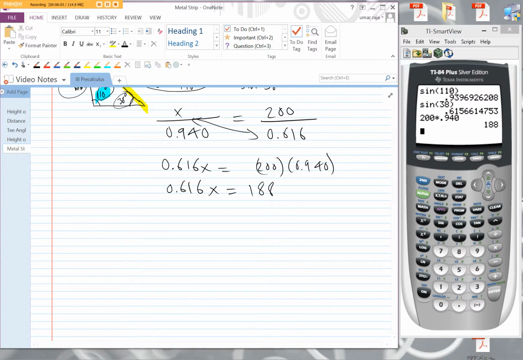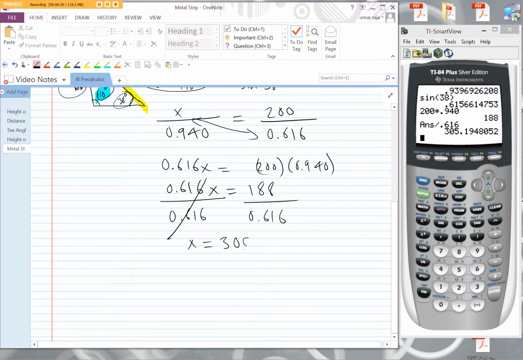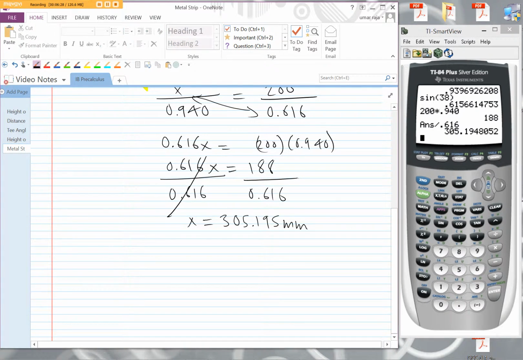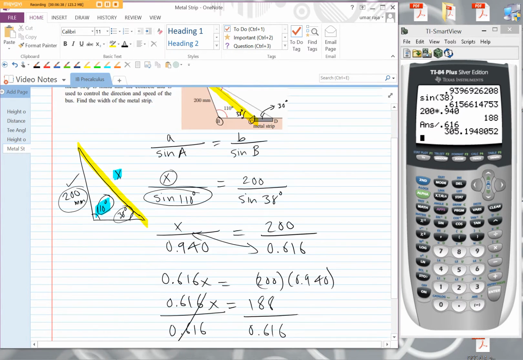Alright guys, once you get this, we're going to divide both sides of the equation by 0.616 so that this cancels out, and x is equal to 188 divided by 0.616. Hit the division key, and that's going to give you 305.195 if you round that to 3 decimal places. Since the original problem was given in millimeters, we're going to write this out. Again, this is not the final answer, but it's important to find this since we're solving it by finding the 2 sides of the second triangle, which is ACD.